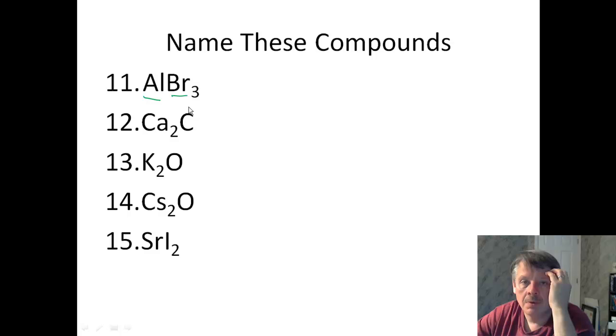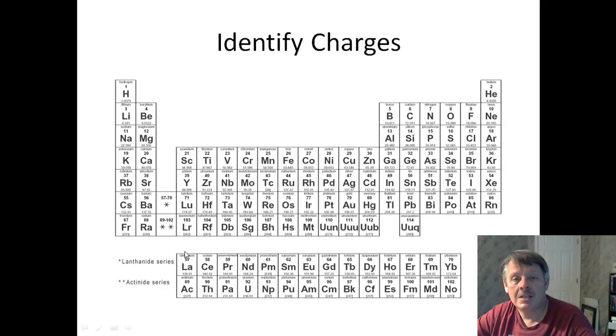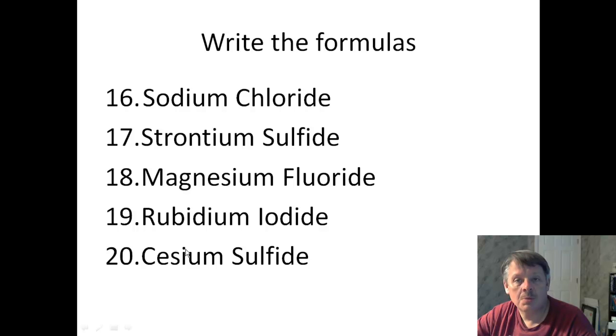Alright. Aluminum bromide, calcium carbide, potassium oxide, cesium oxide, and strontium iodide. Notice that all of the anions, the right-hand ones, end in -ide. Alright, I'm not going to write down charges again. You know them by now. But now we have to go and do the formulas. So now you're going to have to go back and look at things. And remember, we taught you the crisscross method.